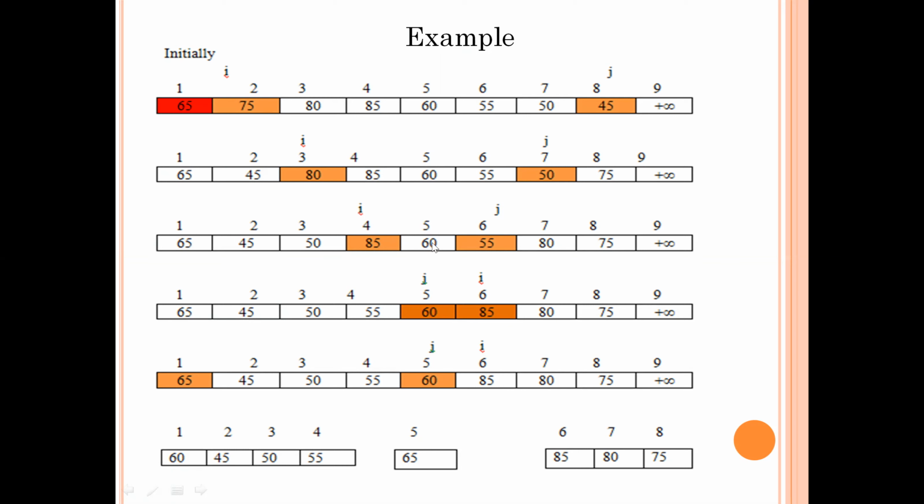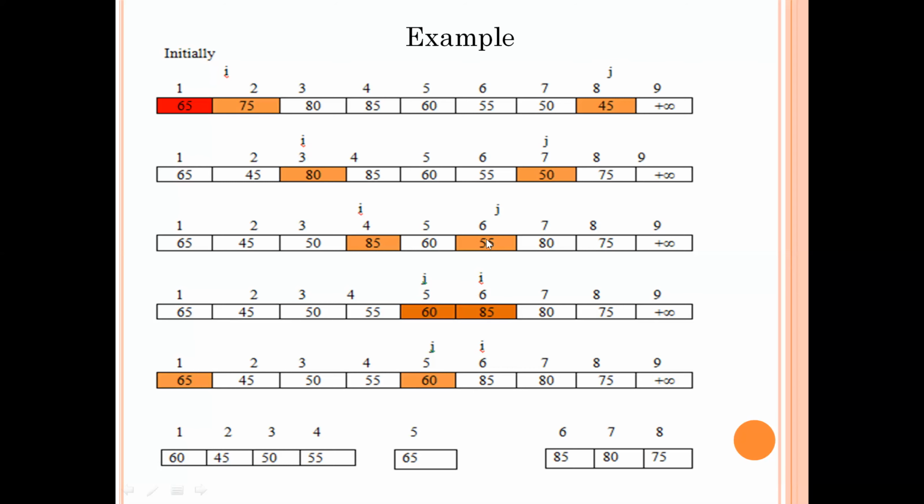So now again i will be incremented. It will come to 60. First of all, when i comes to 60, 60 is less than 65. I told that i should move towards the right until it finds an element greater than the pivot. But here 60 is less than the pivot, so again i will move to the next position. What is the next position? It is 85 because here we have swapped these two. So once i comes to this position, 85 is greater than 65, so i will stop here.